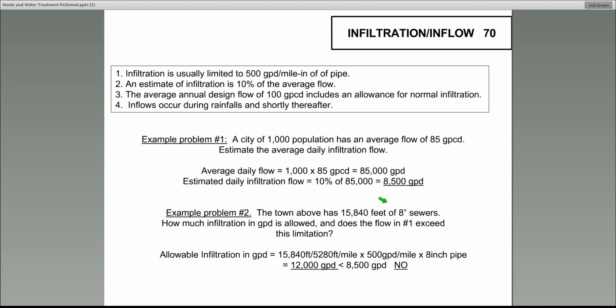Remember, the infiltration flow is going to be a lot less than the average flow, because this is water that seeps through the cracks. It just drips through cracks or drips through joints usually.